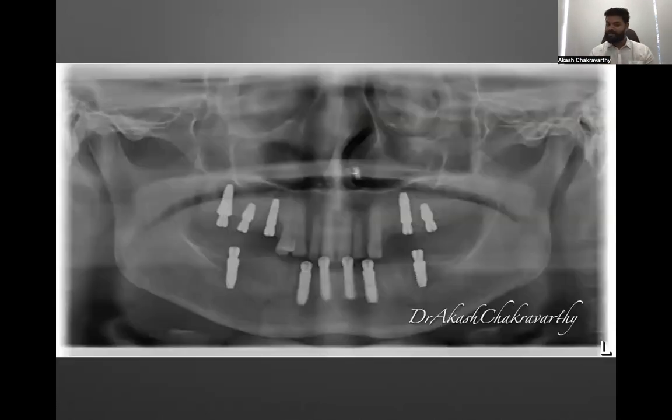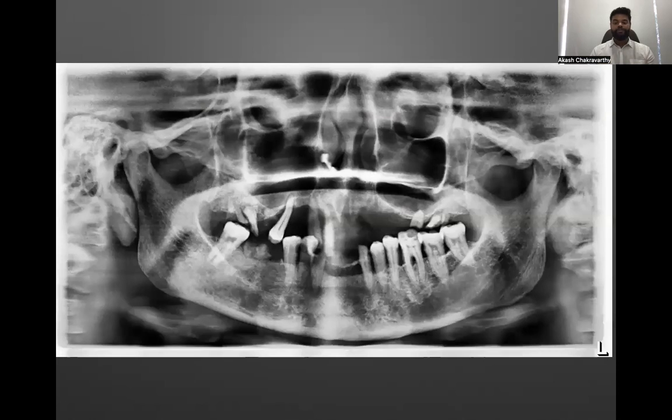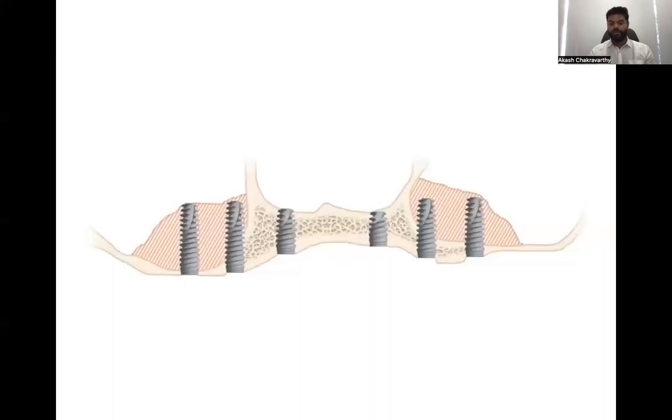This is some of the other cases I used to do before. So imagine a case comes like this. This had come to us, and what could be done in this case maybe 20 years ago or 30 years ago? So what would have been done? The possibilities 20 years ago were to do bilateral sinus lifts and extensive grafting.